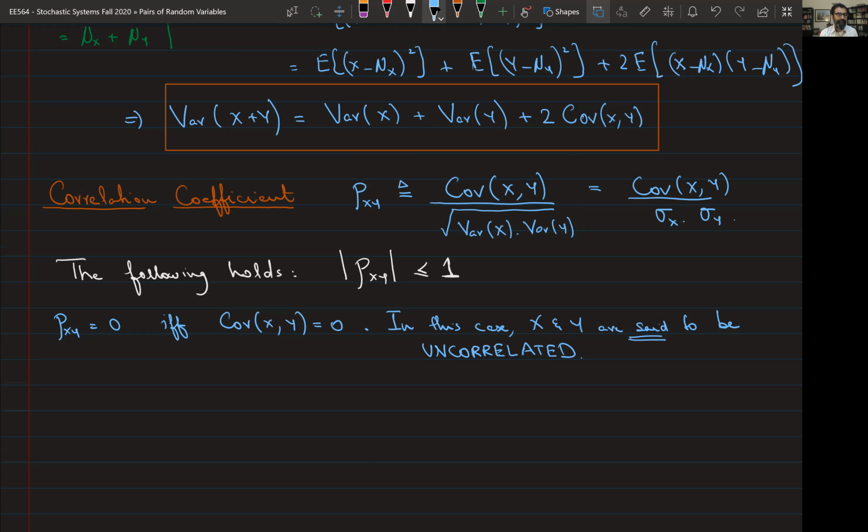Sir, can you show why? Why? Look at the covariance definition that we wrote above. Yeah.